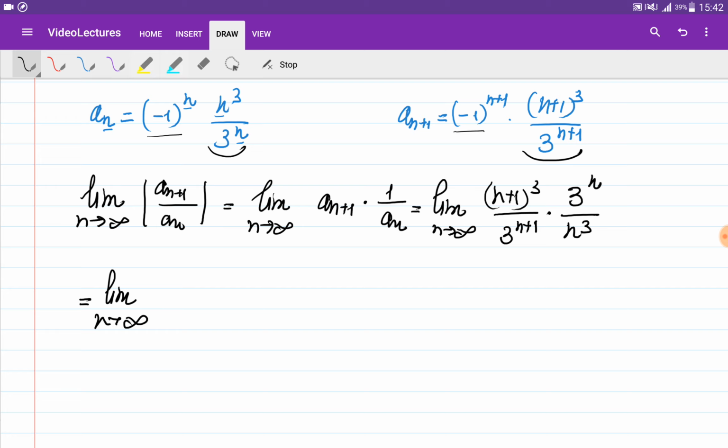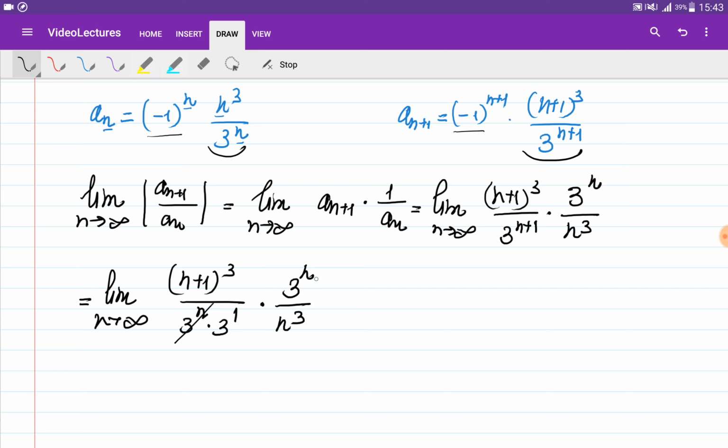3 in the power of n plus 1 can be written as 3 in the power of n multiplied by 3 in the power of 1, right? We know that if we multiply the same number in different powers, we can write this number in the power of the sum of the powers, right? So it's multiplied by 3 in the power of n, divided by n cubed, right?